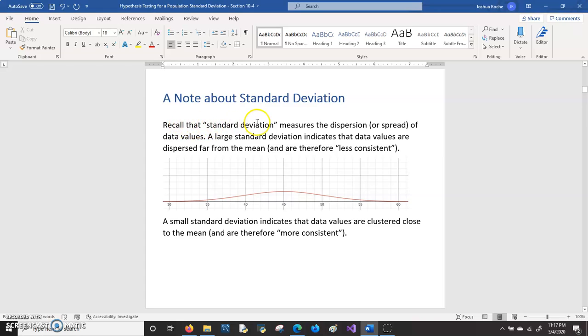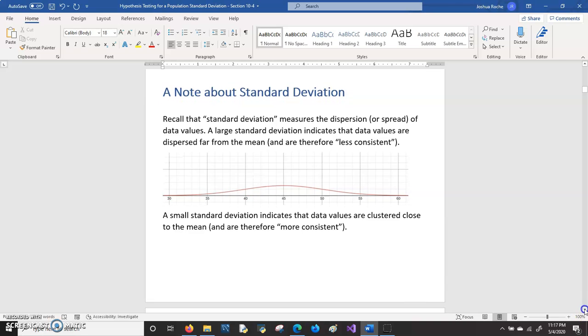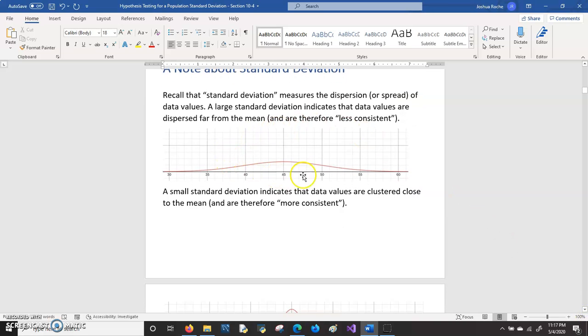Recall that a standard deviation measures the dispersion or the spread of data values. A large standard deviation indicates that data values are dispersed far from the mean and therefore are less consistent. A small standard deviation, on the other hand, indicates that data values are clustered close to the mean and therefore are more consistent. So this would signify a very large standard deviation, and the curve is showing that the data is very much spread out.